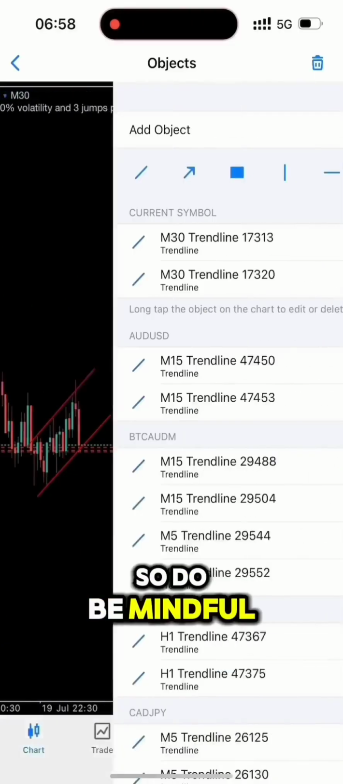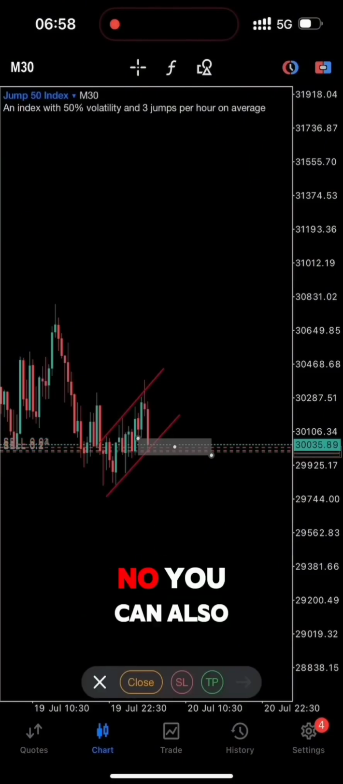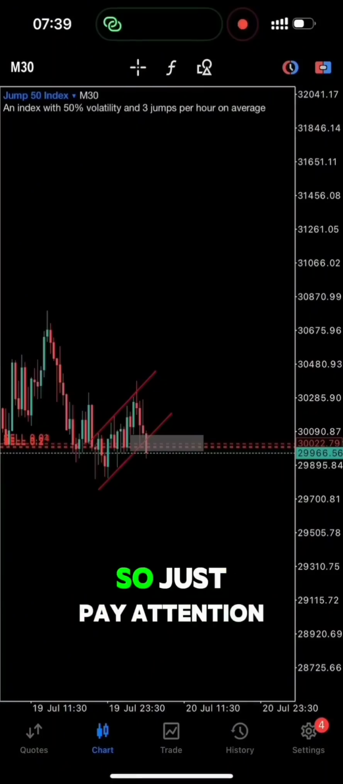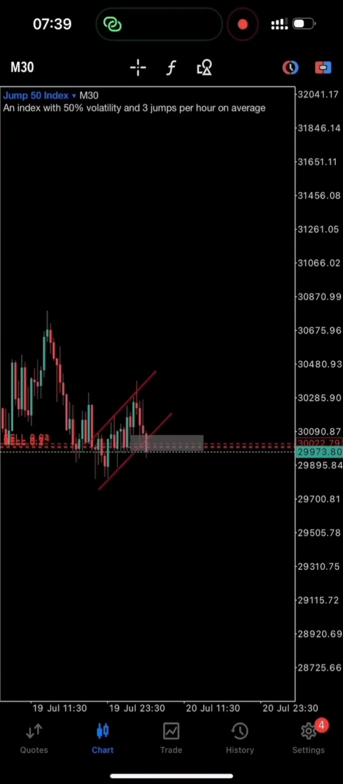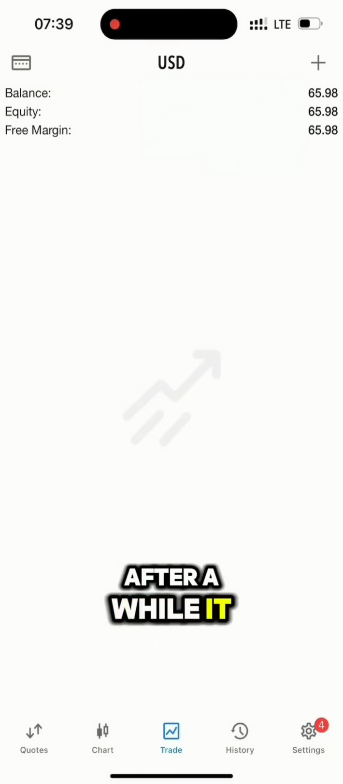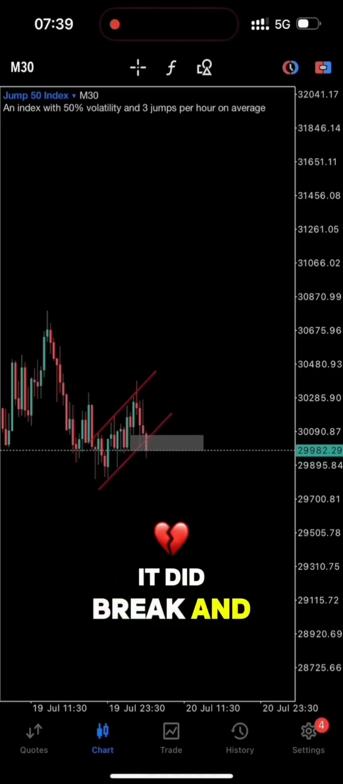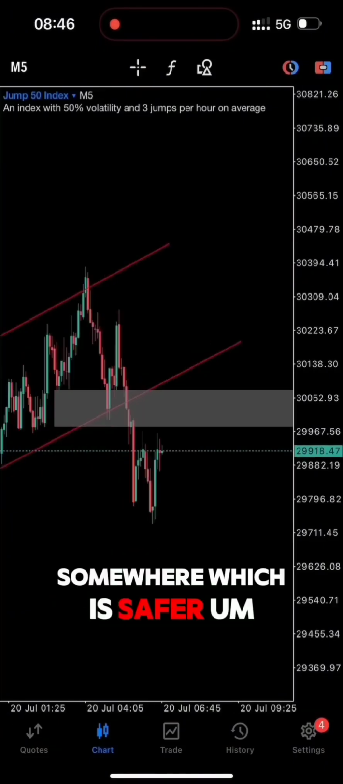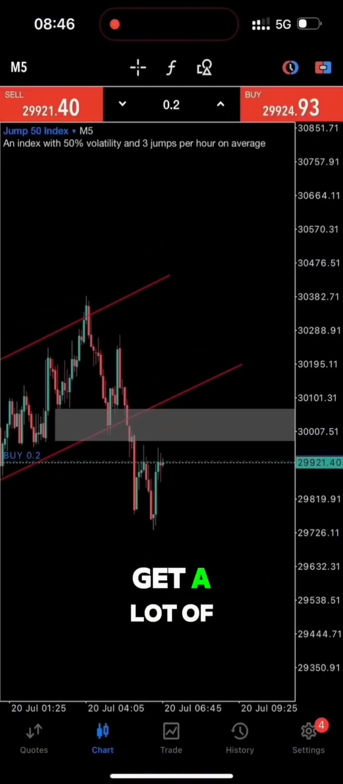So do be mindful, scalping doesn't always mean trading a pullback. No, you can also trade the breakout itself, like what I'm doing here. So just pay attention, you see what I mean, in order to catch this trade. So after a while it did break, we can see that it did break, and then our account is somewhere which is safer to increase our position so that we can get a lot of profit.